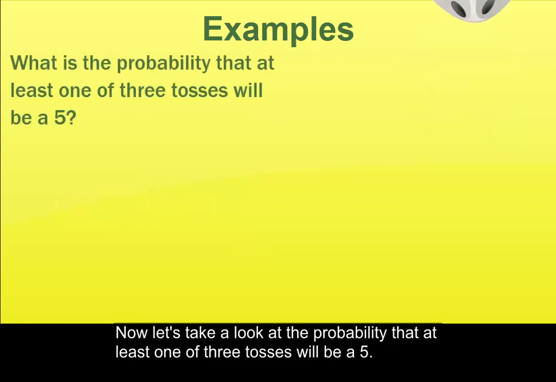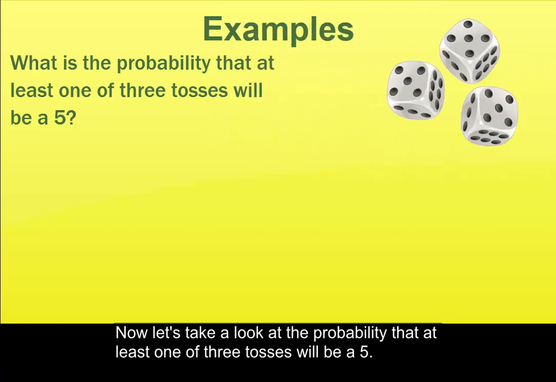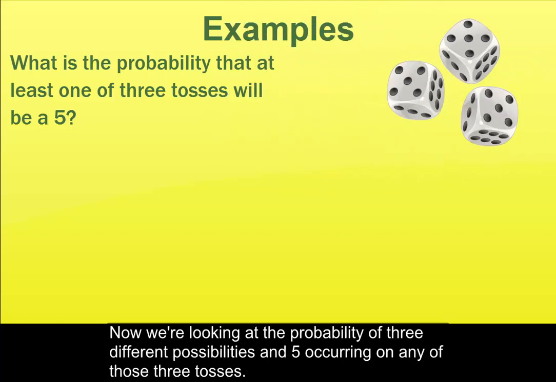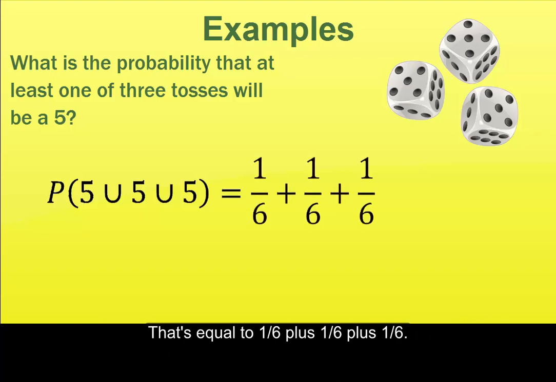So now let's take a look at the probability that at least one of 3 tosses will be a 5. So now we're looking at the probability of 3 different possibilities and 5 occurring on any of those 3 tosses. So we're looking for the probability that 5 will occur on the first roll, or 5 will occur on the second roll, or 5 will occur on the third roll. So that's equal to 1/6 plus 1/6 plus 1/6.